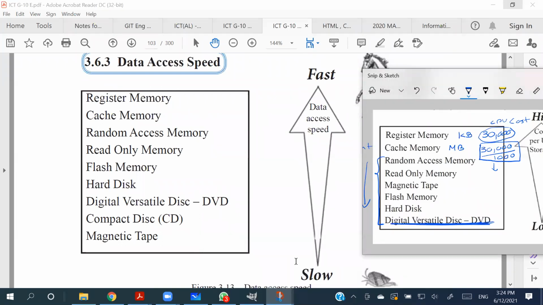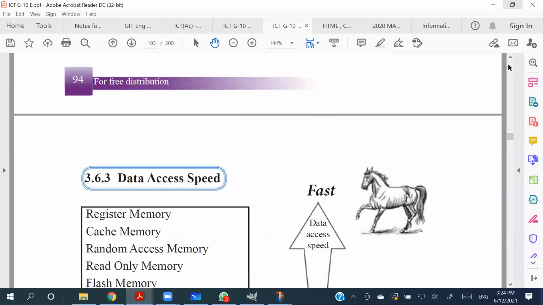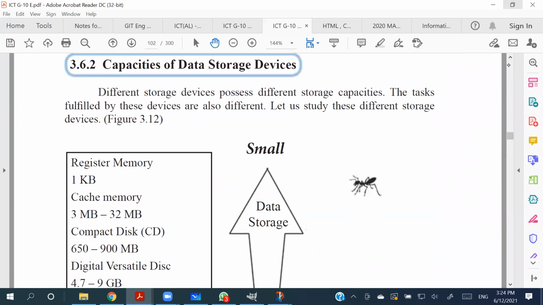Look at register cache. No, it's getting different again. Yes, people, you have to write it in 3 different ways. Right? Okay, so let's note it down.